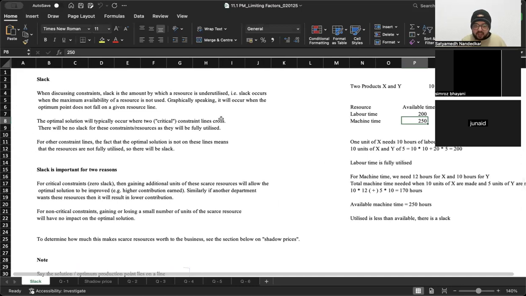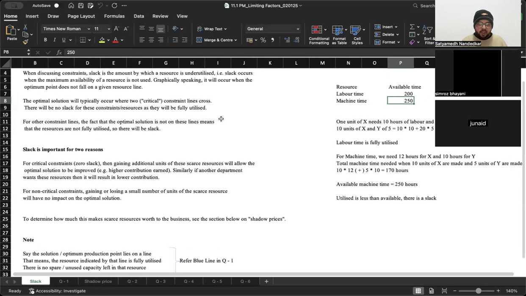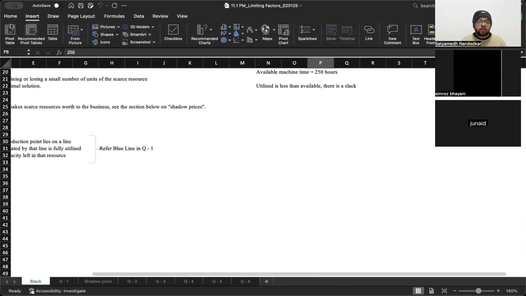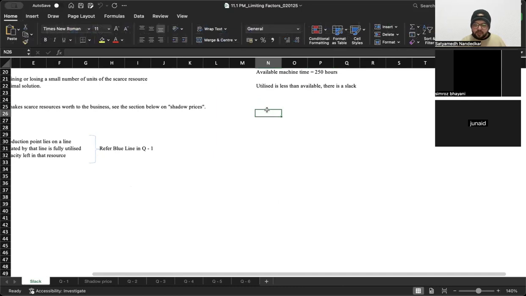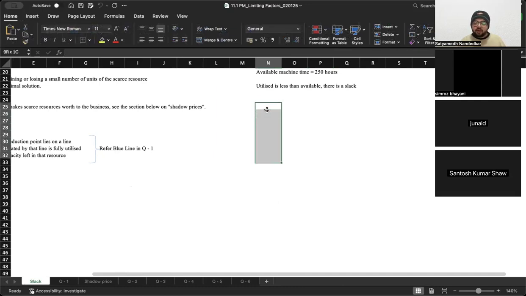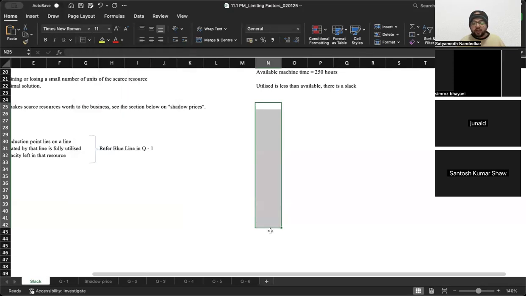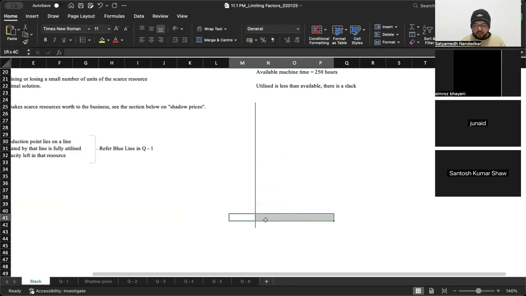Now, graphically speaking, it will occur when the optimum point does not fall on a given resource line. Now, how does that work? Let me show you. Let's make a simple graph and understand where exactly the optimum solution lies and how a slack reflects on a graph paper.